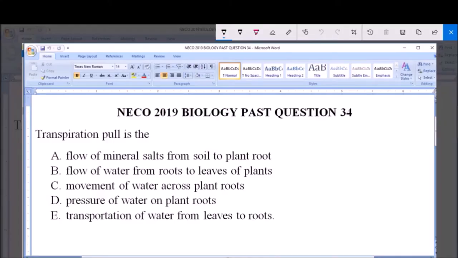I will be answering NECO 2019 biology past question 34. Transpiration pull is the: A. Flow of mineral salts from soil to plant roots. B. Flow of water from roots to leaves of plants. C. Movement of water across plant roots. D. Pressure of water on plant roots. And E. Transportation of water from leaves to roots. Now, transpiration pull.